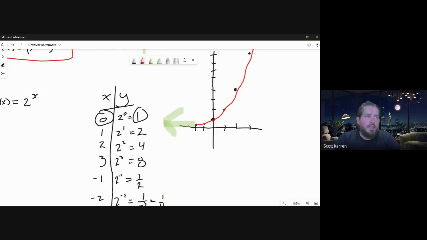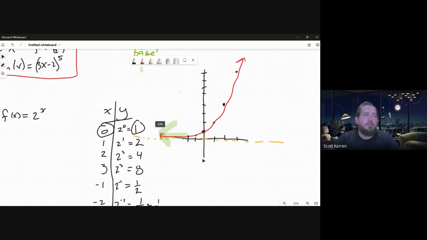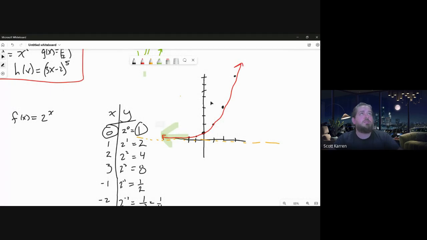And so we would say it asymptotically approaches that line. It's going to get closer and closer and closer, but will never touch. And so a lot of times you might see a dotted line here, that it asymptotically approaches the x-axis. And it never actually gets there. But this is the general idea of what an exponential function looks like.